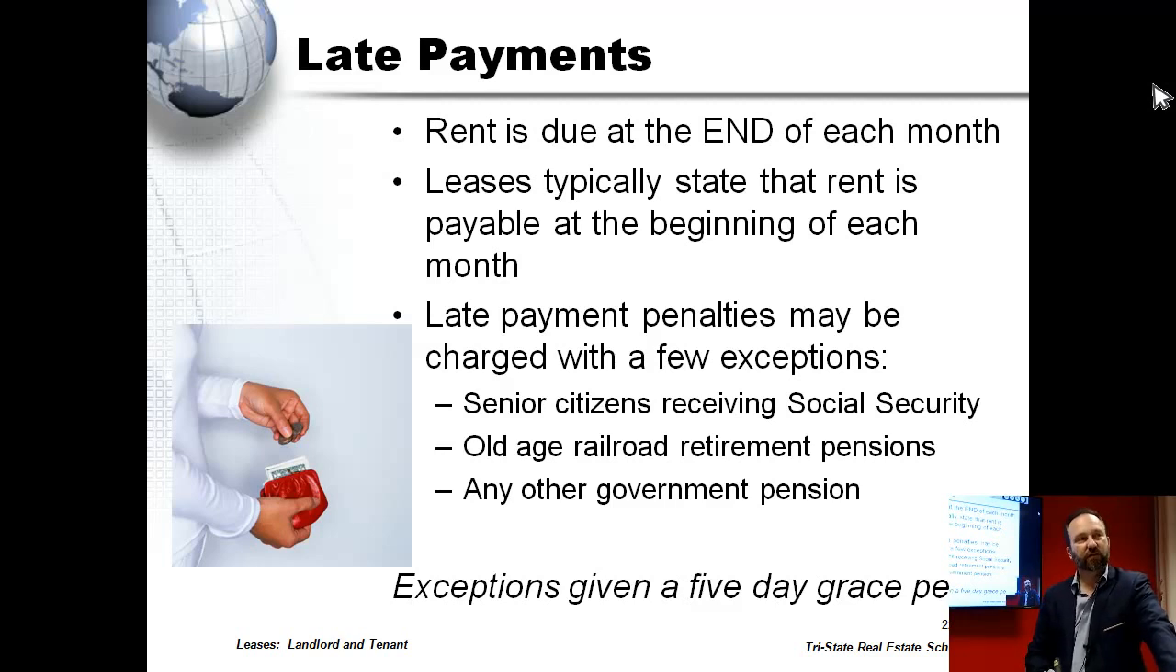The rent is due at the end of the month. However, in our leases and most leases I've seen, it's due on the first, and that's the way it is. Late payments and penalties may be charged with few exceptions. Number one, senior citizens receiving Social Security, you can't charge them late penalties. Old age railroad retirement pensions, you can't charge them late fees. And other government pensions, you can't charge late fees.